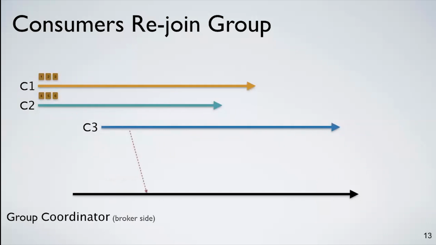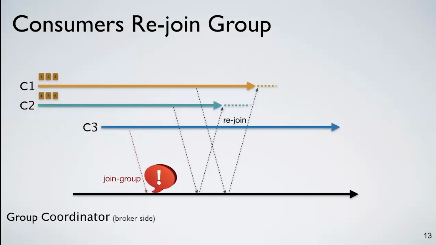The join group request is triggered, is received, and the rebalance is triggered. The first thing that the group coordinator needs to do whenever it decides to trigger a rebalance is to request all the existing consumers to rejoin the group. And to do that, it uses a heartbeat protocol to encode a special error code into their response, asking the existing consumers to rejoin the group.